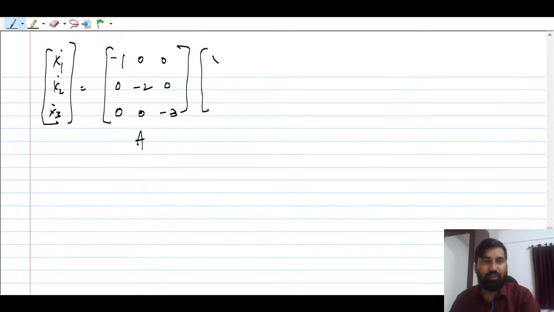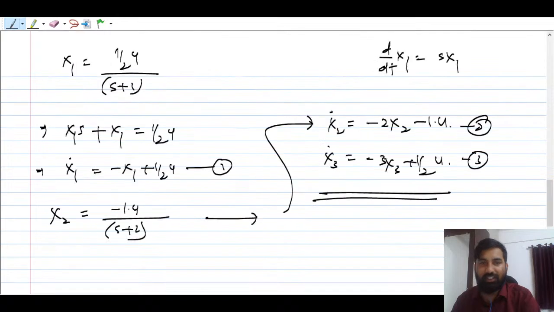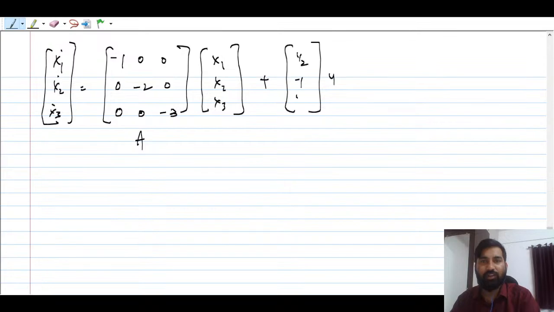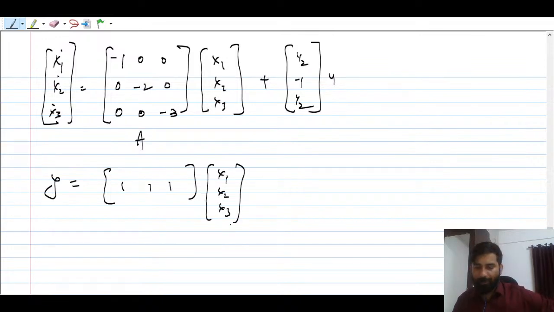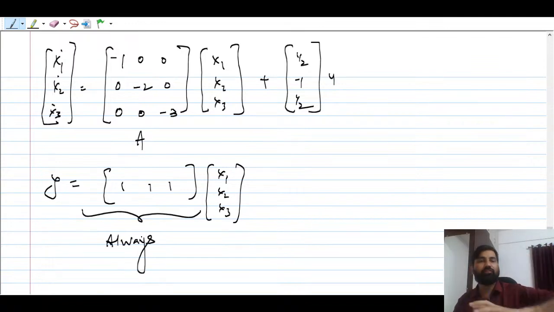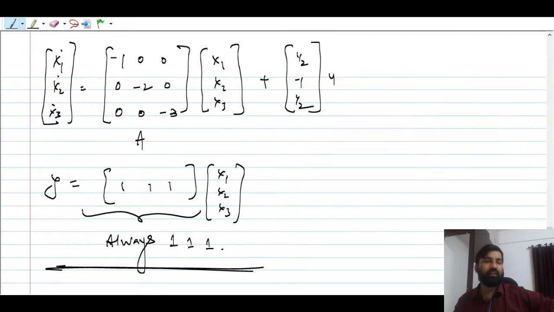So here it is going to be x1, x2, x3, right? And the input matrix is going to be what? You see, in the first case there is a half, in the second case minus 1, in the third case half. You write here half, minus 1, half, right? And your output matrix is going to be what? That is 1 1 1, because you have considered x1 plus x2 plus x3. Remember, in diagonalization form this will always be 1, always 1 1 1, right?